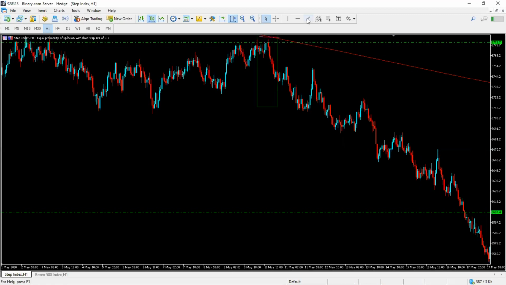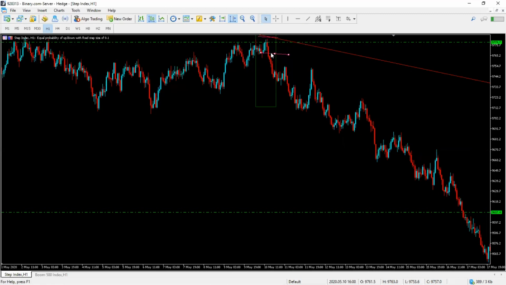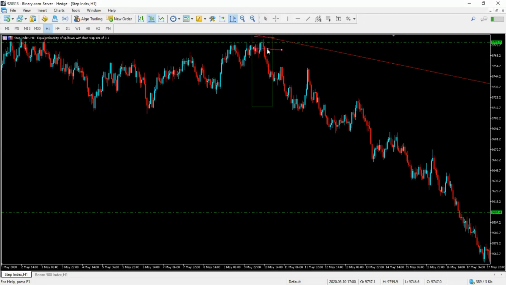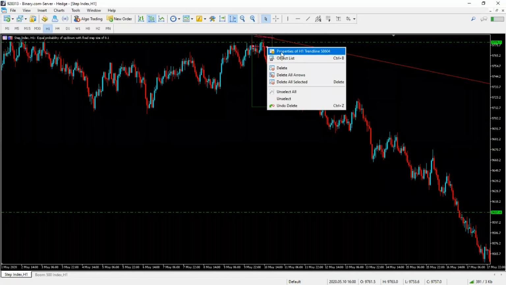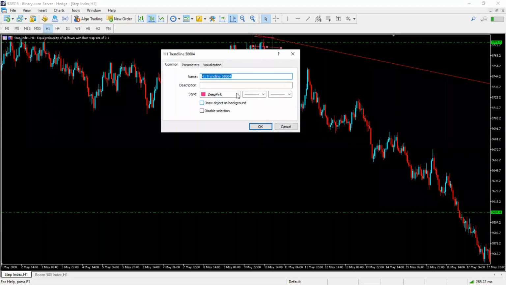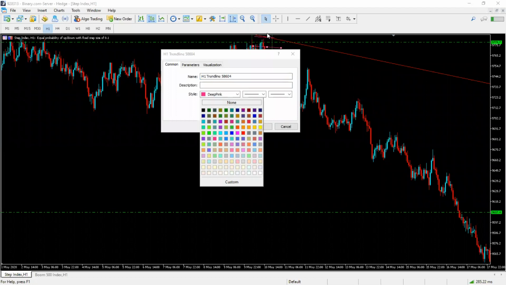Then here is my entry. I enter immediately I see this candlestick form from here. This is my entry of a sell. I change the color for my sell to yellow. That is my sell.